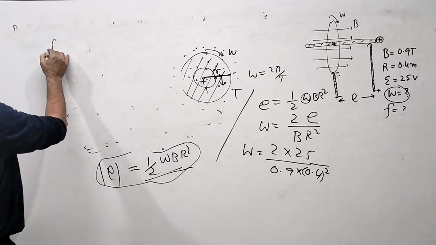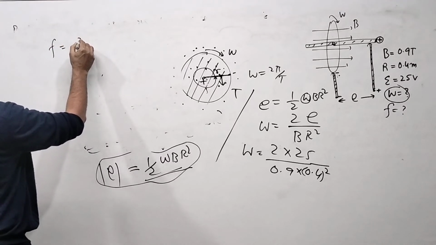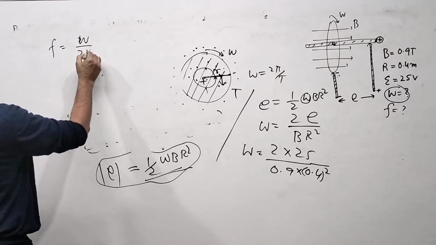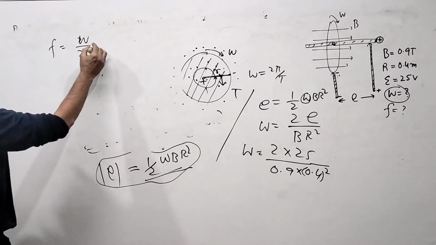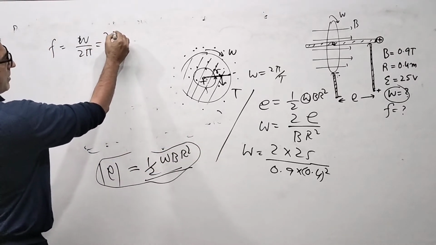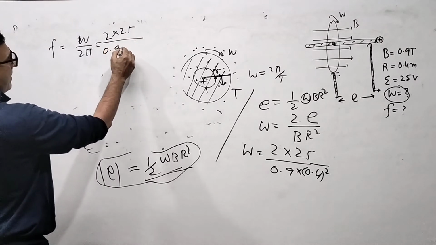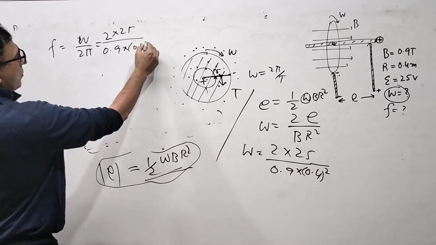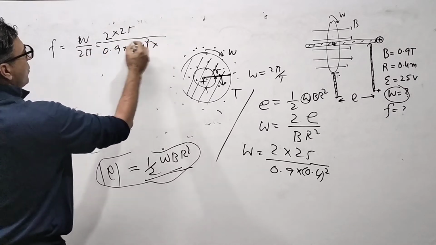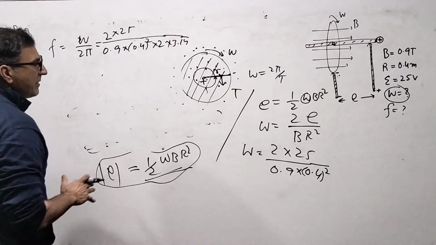Now f is equal to omega by 2 pi, because omega is 2 pi f. Put omega there, that's 2 into 25 by 0.9 into 0.4 whole square, multiplied by 2 multiplied by pi 3.14, right?